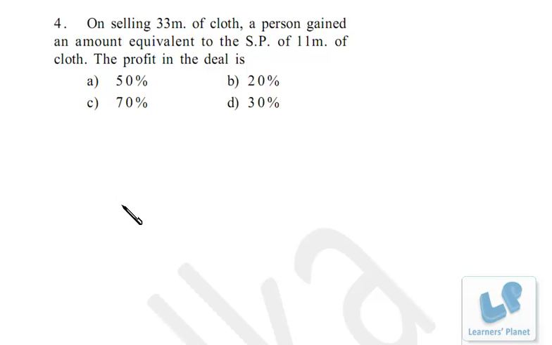Now friends, let's see this problem. On selling 33 meters of cloth, a person gained an amount equivalent to the selling price of 11 meters of cloth. What is the profit in this deal? Once again, a simple problem.